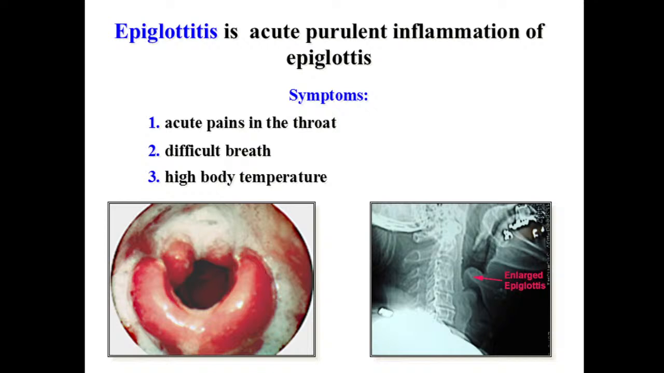So just remember about this disease, and if you see that something is wrong with this patient, and especially if such a patient has difficulty breathing, with these symptoms, with acute pain in the throat and high body temperature, remember that it may be epiglottitis.